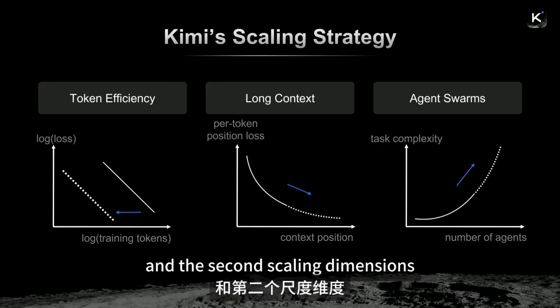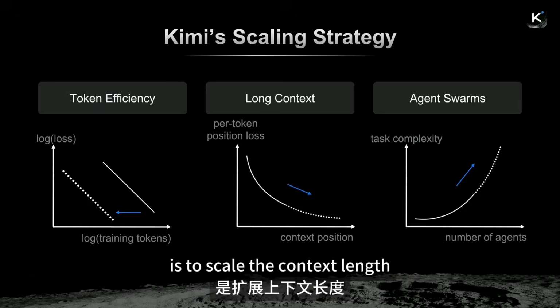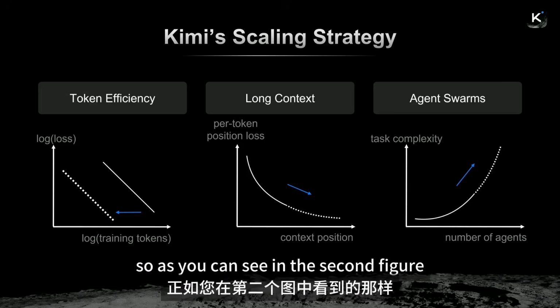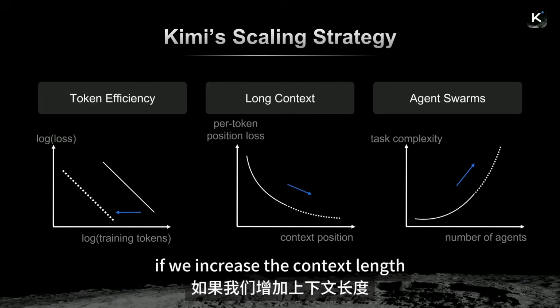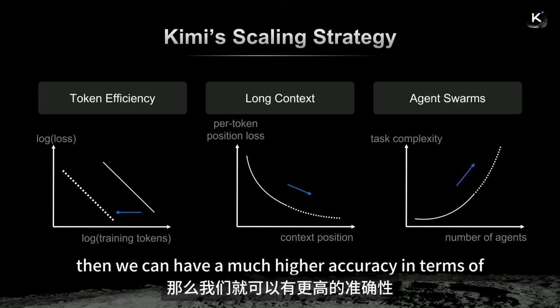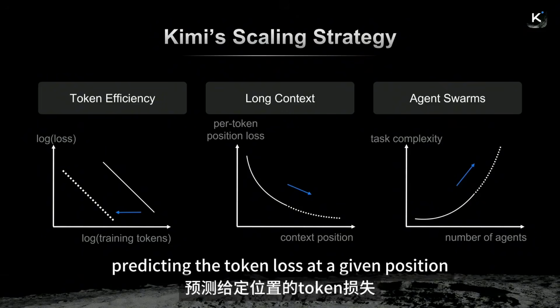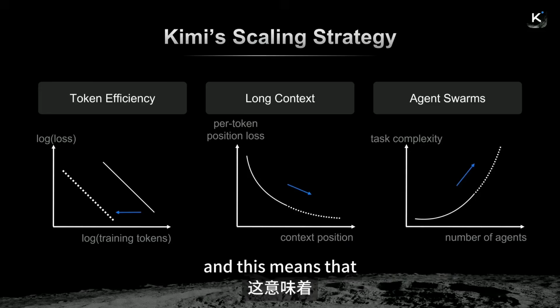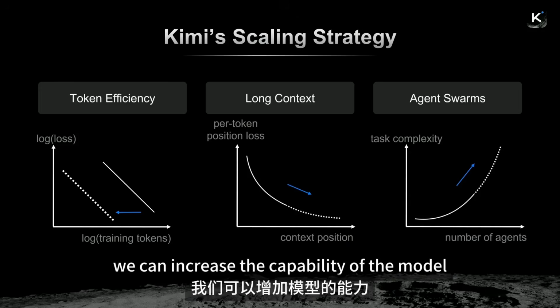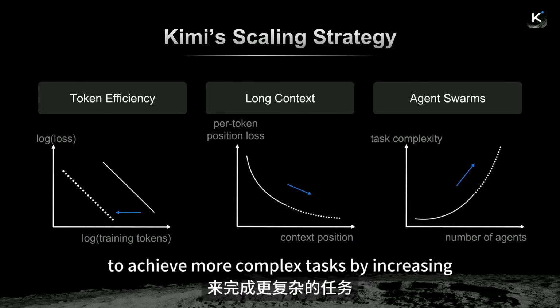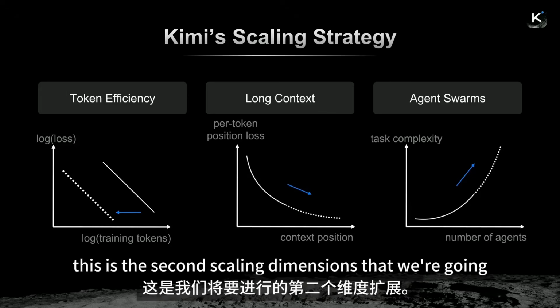And the second scaling dimension that we're very interested in is to scale the context length. So as you can see in the second figure, if we increase the context length, then we can have a much higher accuracy in terms of predicting the token loss at a given position. And this means that we can increase the capability of the model to achieve more complex tasks by increasing the context length. So this is the second scaling dimension that we're going to talk about.